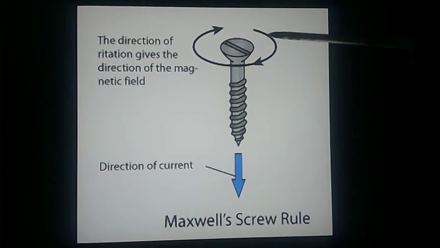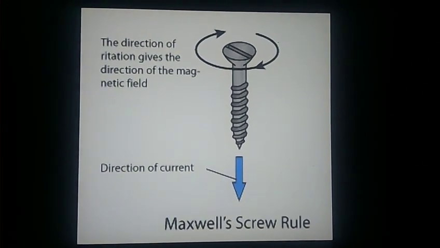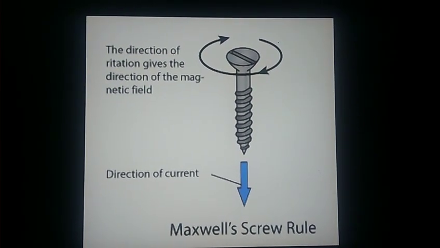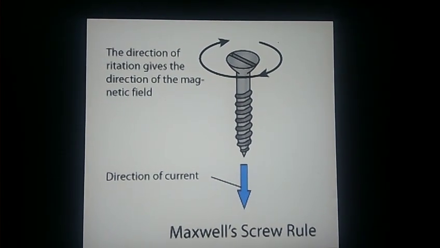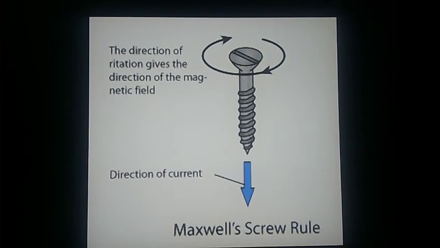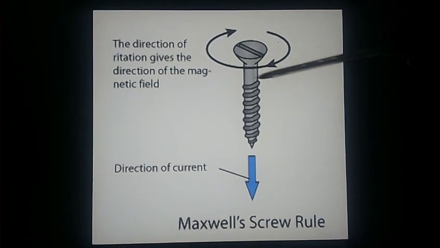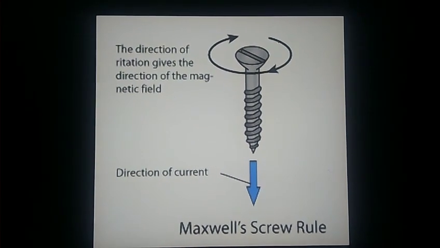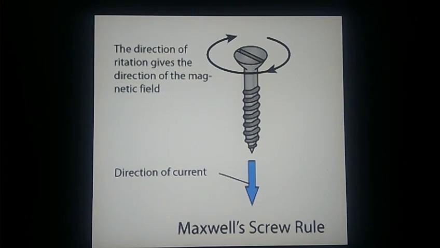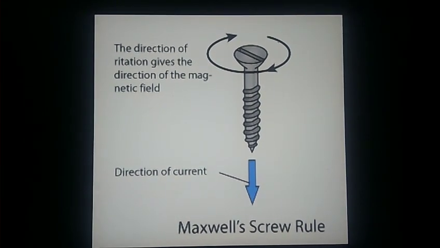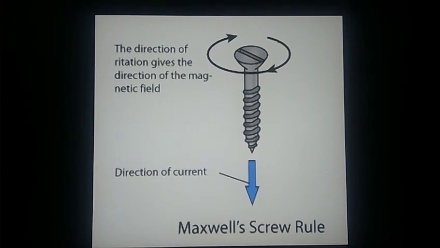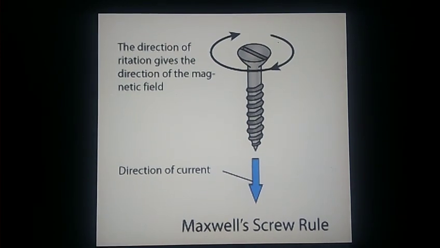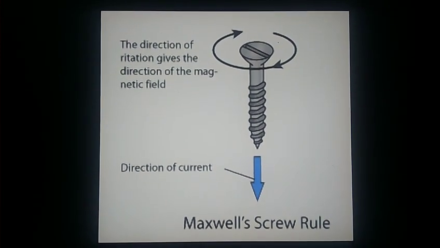So this is a screw. Whenever we use a screw, we rotate it in the clockwise direction. The direction of rotation gives the direction of the magnetic field, so the clockwise direction indicates the direction of the magnetic field. Now, when we rotate clockwise, the screw automatically moves inside the object. That indicates that the direction of motion of the screw is the direction of the current.